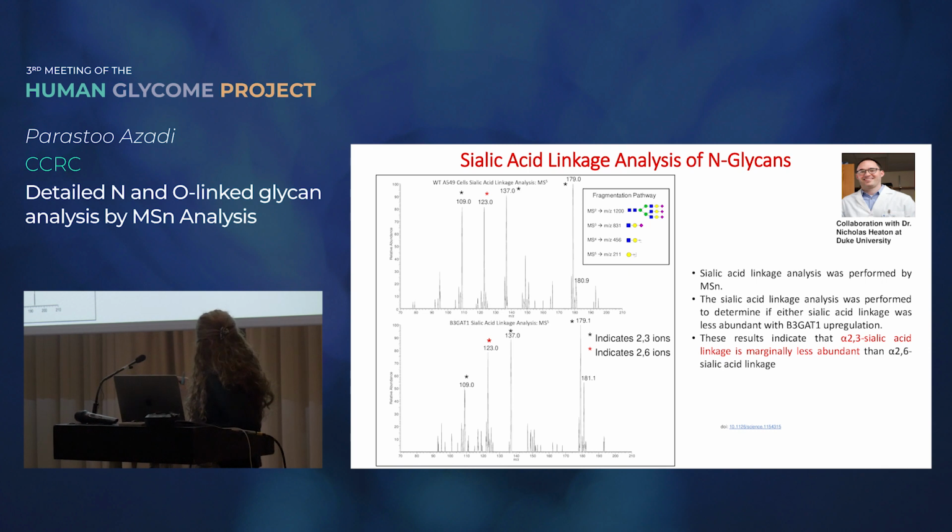And interestingly, the results indicate that the alpha 2,3 salicylic acid linkage is marginally less abundant than the 2,6 from the remaining salicylic acids that are still there. So these are just a couple of the projects that we've done in the last 6 or 7 months on various N-linked glycosylation studies and O-linked glycosylation studies.